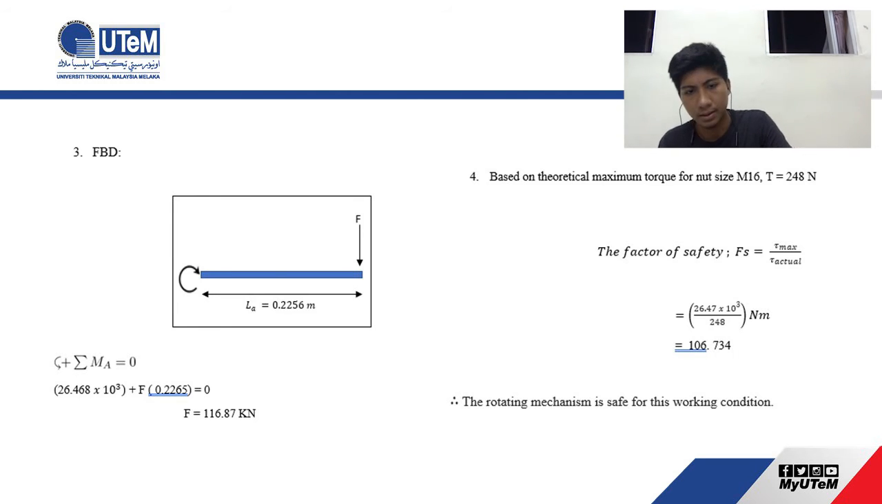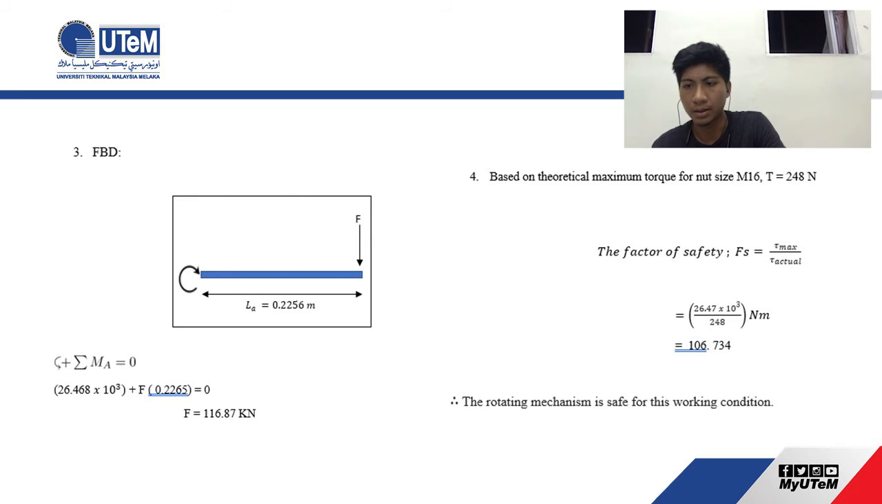We can put the value of the moment, 26.468 times 10 to the power of 3, plus F multiplied by 0.2265 equals 0. Then after we solve, we got F equal to 116.87 kilonewton. So back to the factor of safety. The formula is tau maximum divided by the tau actual.